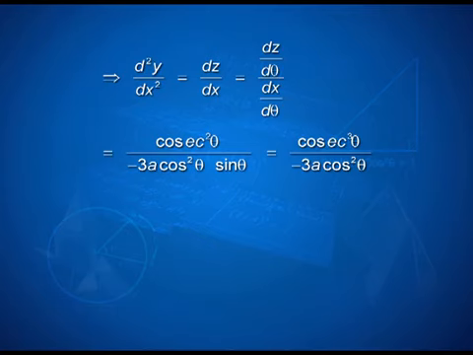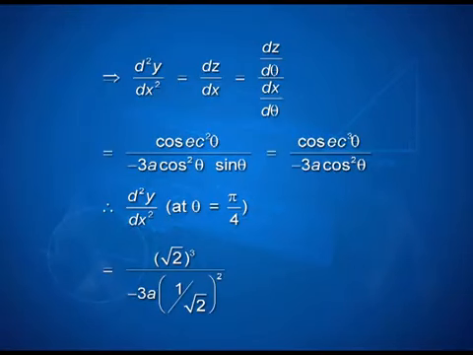Now, the question asks you to find the second order derivative at theta equal to pi by 4, which simply means that you plug in the value of theta as pi by 4 and evaluate. In this case, the value turns out to be minus 4 root 2 upon 3a.